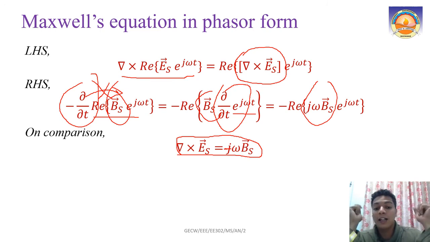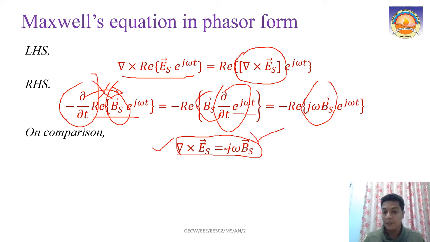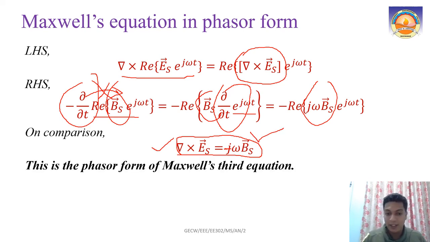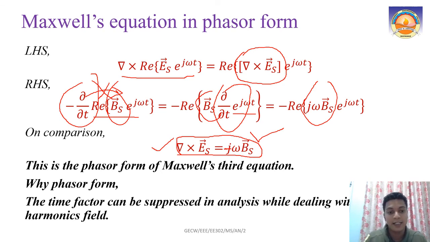So when we come into this Maxwell's equation, your electric field as well as magnetic field is in which form? Phasor form. So this is the phasor form Maxwell equation. Why phasor form? What is the advantage of that? The time factor. Otherwise you have to always deal with the time in the analysis. So when you are considering a time harmonic field, the time factor is suppressed in analysis while dealing with this time harmonic field, when you are representing it in the phasor form. Okay, that is why we are doing this.